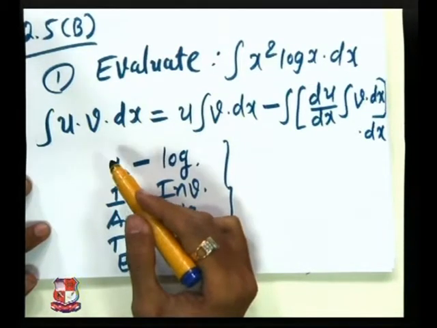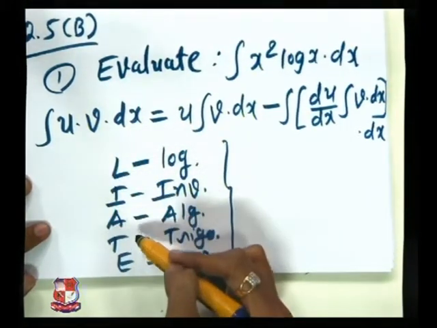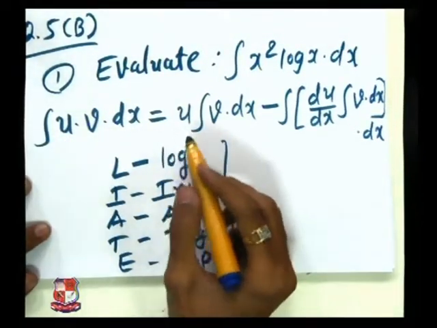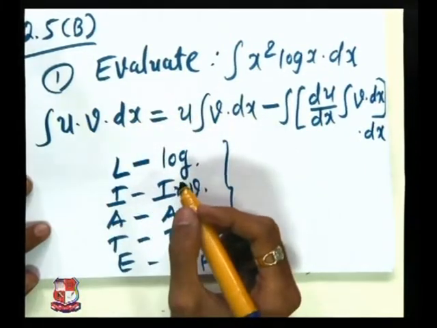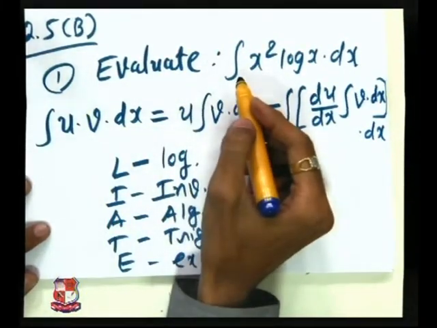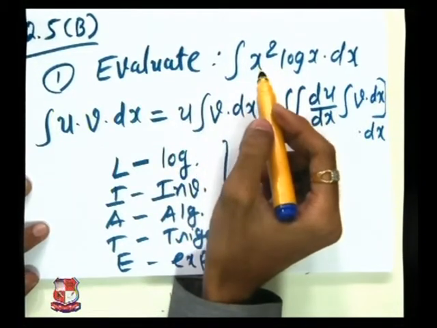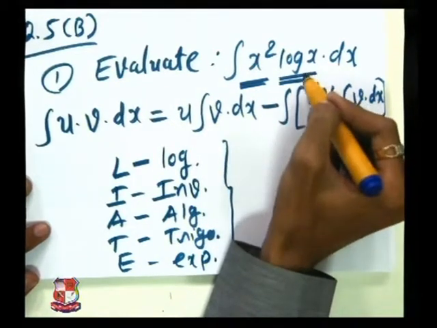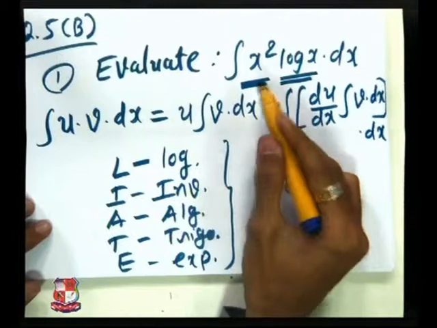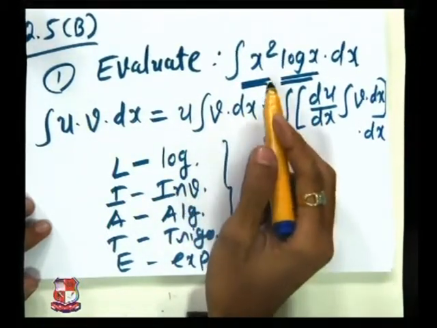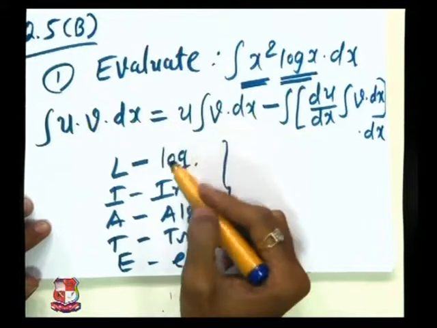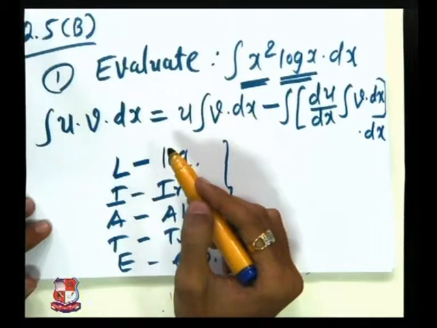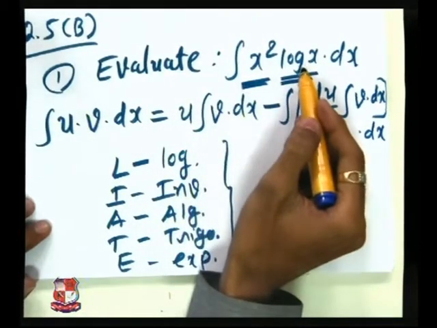We select u as the function which is coming before in this order. So the first function is u and the second function is v. So using this rule we can integrate this example. In this case we have two functions. The first function is x square, okay, and the second function is log x. If we select u and v using this method, here we have log x. So log x is coming first in this order. So we say that u is equal to log x.